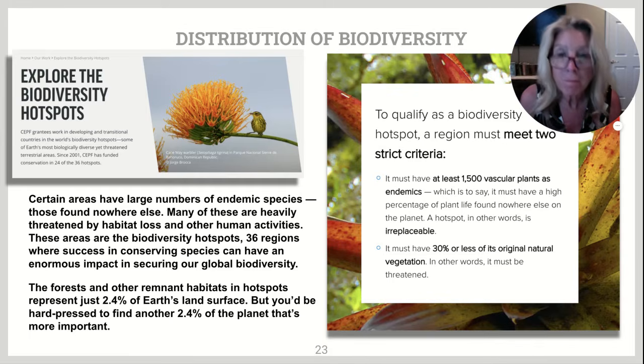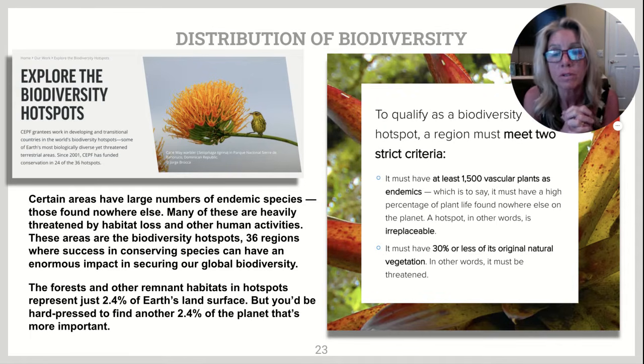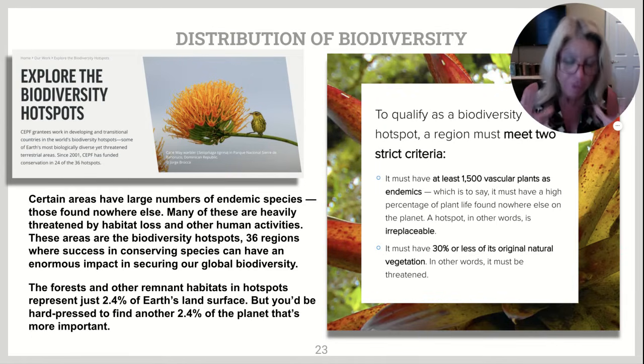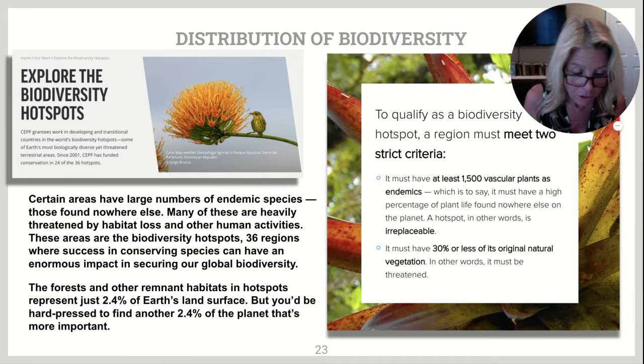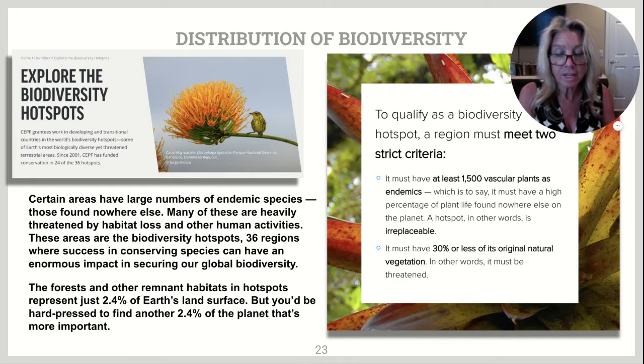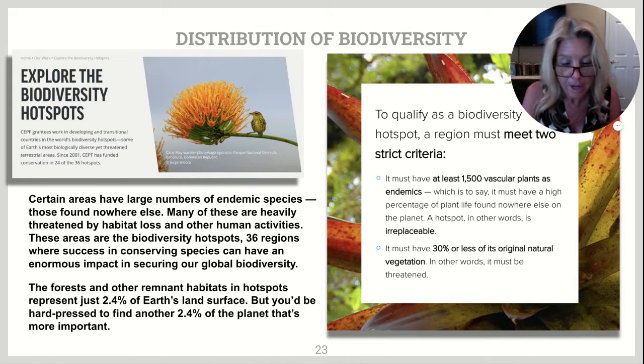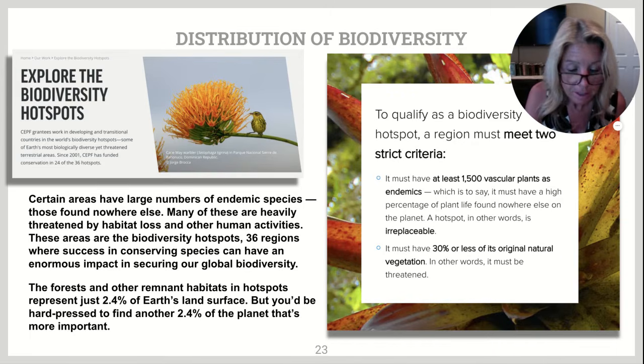And we want to remember that forests and other remnant habitats and hotspots represent just a small percentage of the Earth's land surface, but a very viable and important part. So on your notes, I have biodiversity is not equally distributed. We should focus on areas with the greatest density, and generally those are closer to the equator. And they contain a large concentration of species.